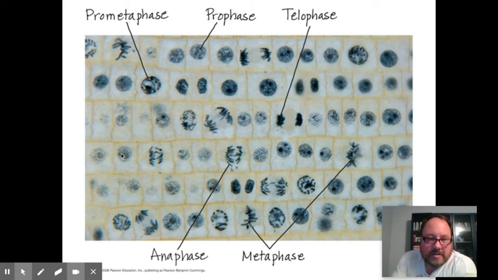If I look at, say, this cell here, you'll notice there's a nuclear membrane. There's a nucleolus. That's where ribosomes are made. And you don't see any threads there, right? So this is a cell in interphase.